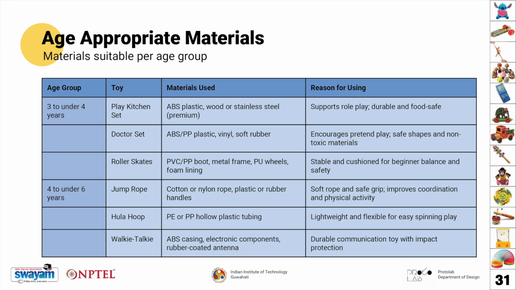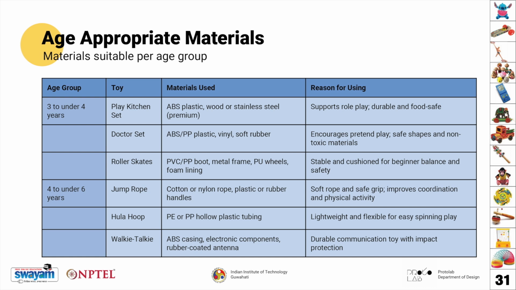For children in the 4 to under 6 years age group, toys begin to focus more on physical coordination, active play, and social interaction. A common toy in this category is the jump rope, which is typically made from cotton or nylon rope with plastic or rubber handle. These materials provide a soft rope and safe grip, helping children improve coordination, rhythm, and physical activity.